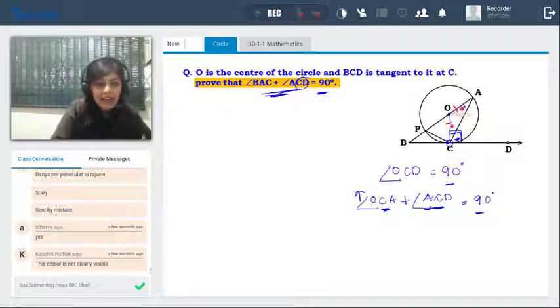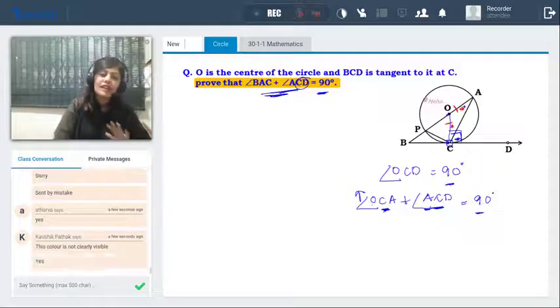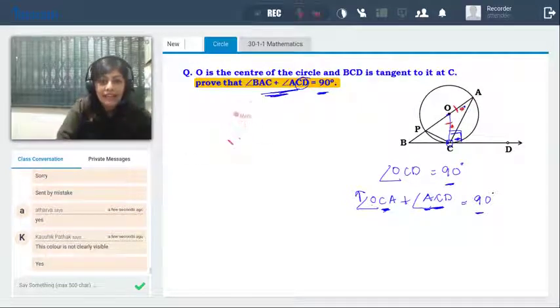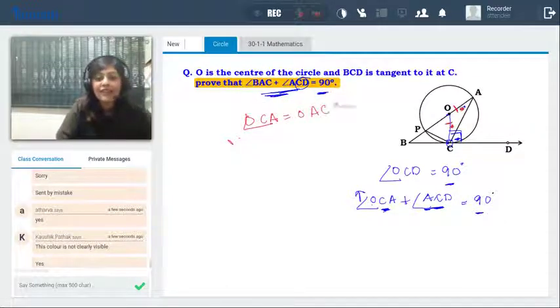Now can you see? I've changed the color to red. So OC and OA, two sides of the triangle, are equal. So what kind of a triangle is this? It is an isosceles triangle. And we have already studied in our previous years that in an isosceles triangle, when two sides are equal, their base angles, or angles opposite to equal sides, are equal. So I can say angle OCA is equal to angle OAC. Yes, these two angles are equal.